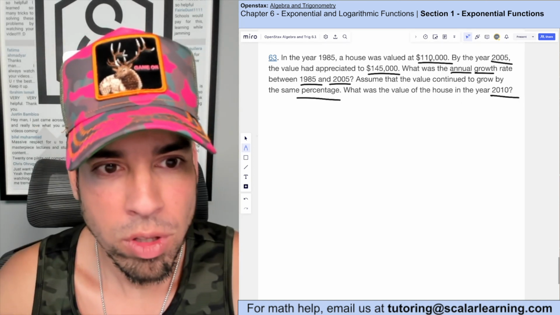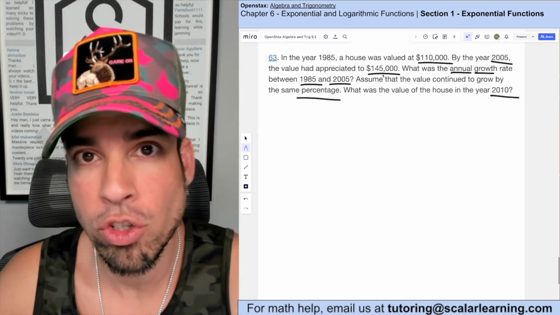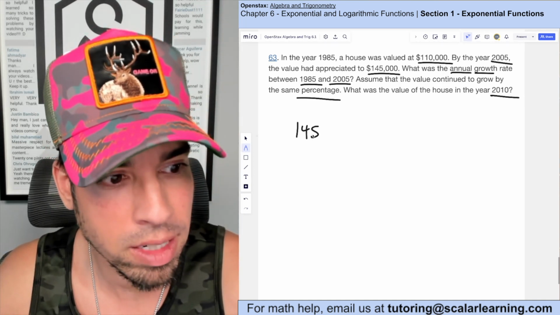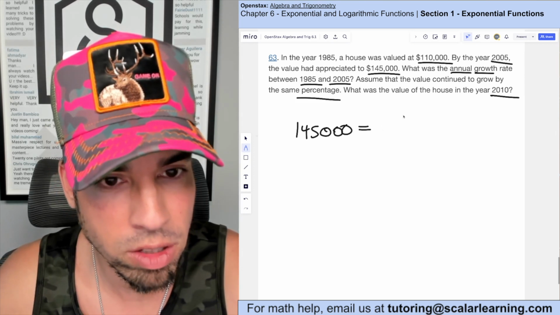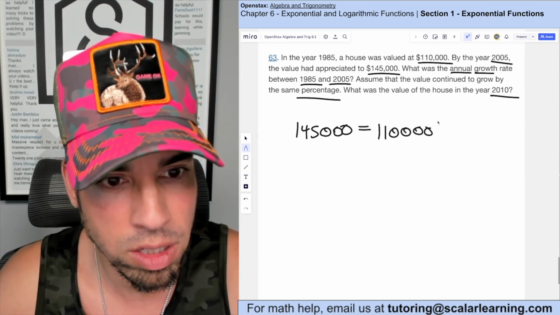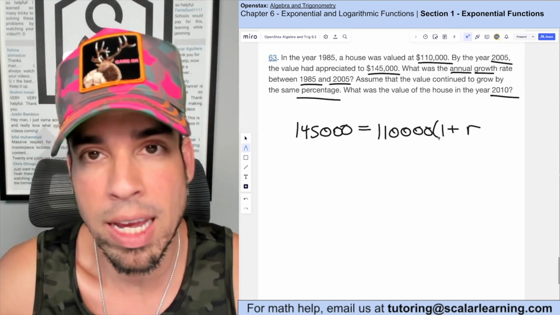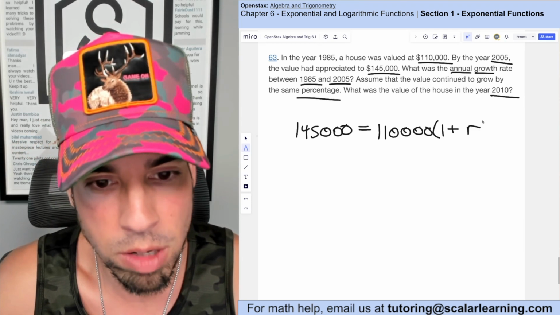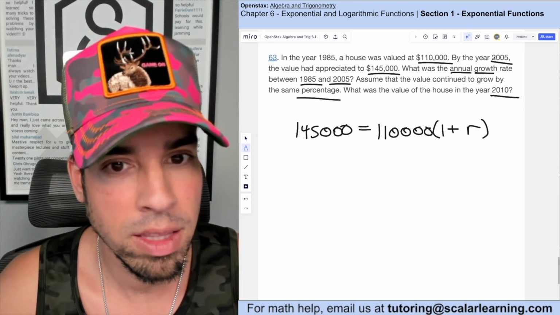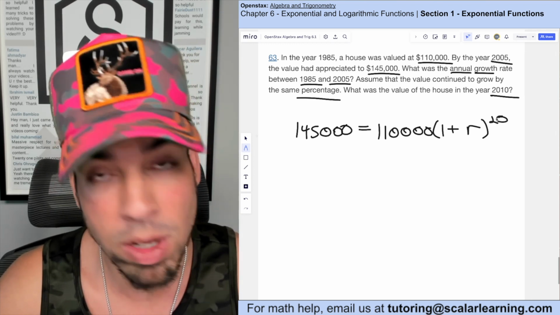So we're starting with our initial value of 110,000, and then in 2005, it's 145,000. So that's my ending value. I'm going to put 145,000 equals my initial or principal of 110,000, and it's growing at a certain rate, which I don't know, and it's growing annually, so there's no compounding, so I don't have to worry about dividing by n. And this is occurring from 1985 to 2005, in 20 years. So now we have a nice setup.